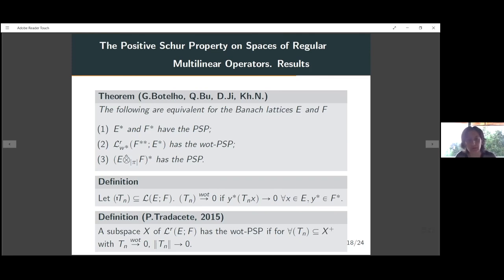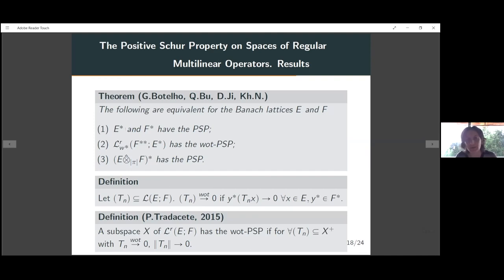I want to recall once again: Tn, a continuous operator from E to F, is said to converge to zero in weak operator topology if any functional on the target space applied on Tn x, where x is any element of the domain space, goes to zero as n goes to infinity. And then any positive sequence satisfying this WOT convergence to zero is also norm convergent to zero. When we say that this subspace has the weak operator topology PSP, we take those Tn to be positive, and if the WOT convergence to zero holds, then the norm of those Tn goes to zero, and we say that this subspace to which the sequence belongs has the WOT PSP.